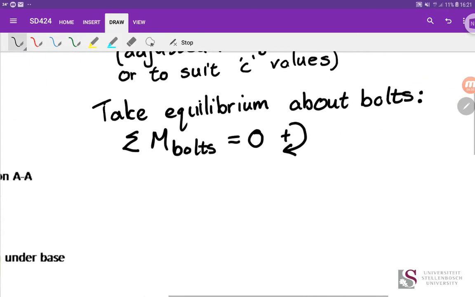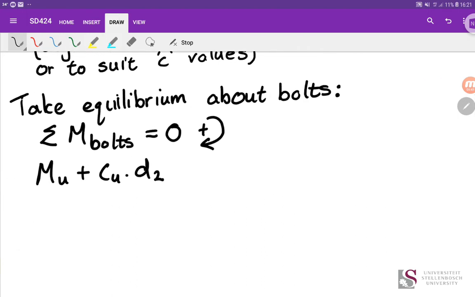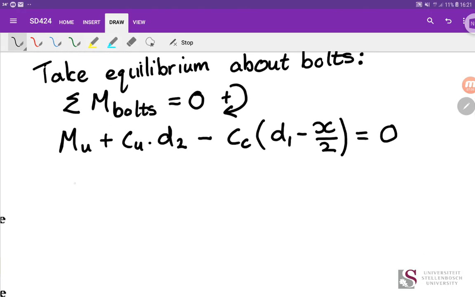As I said, positive is that direction, clockwise, so Mu plus Cu times d2. And depending on how things are applied, M and C and such may go positive, negative, etc. Well, if there's a tension force, then obviously it'll be acting in the opposite way. Then minus Cc, and then the centroid of that force is d1 minus x over 2 from the side, and this equals 0.